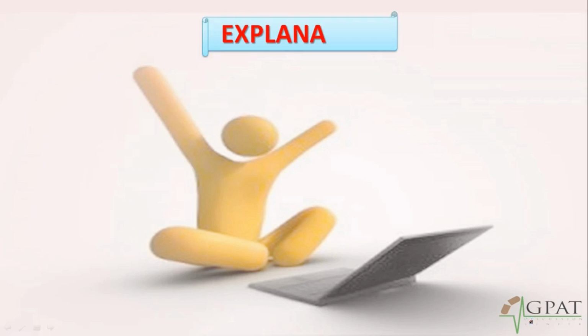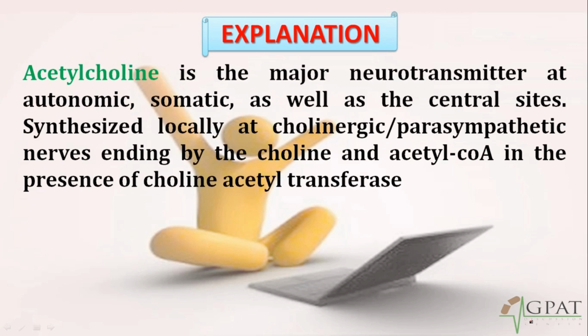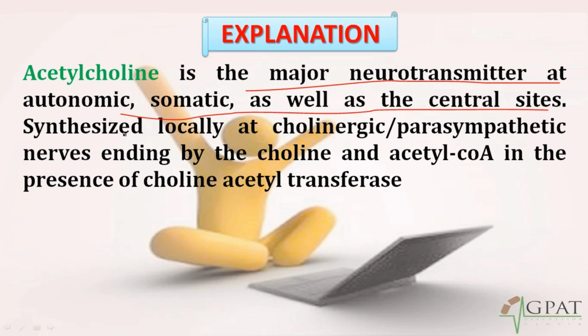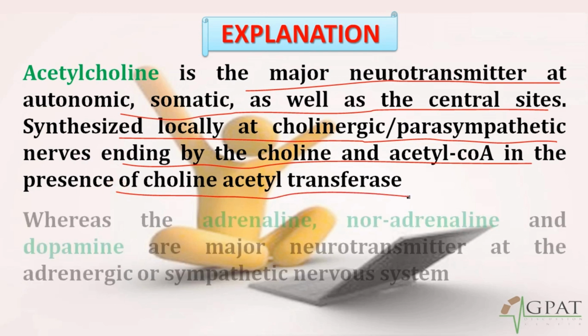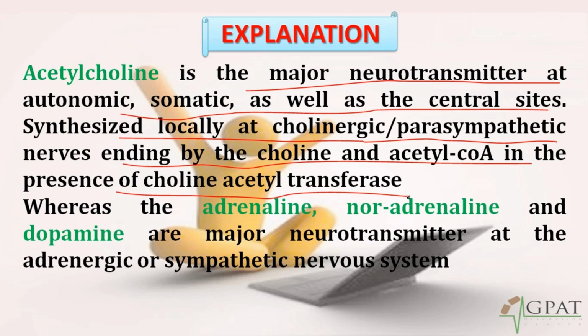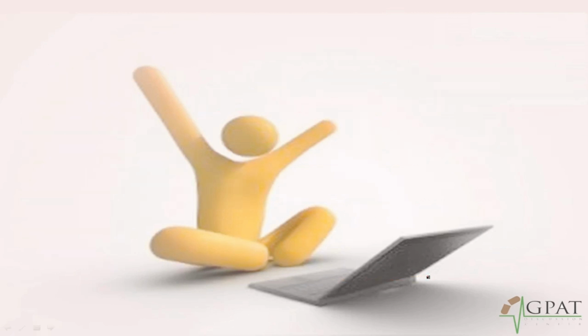You can see the different neurotransmitters of sympathetic and parasympathetic. So acetylcholine is the major neurotransmitter at autonomic, somatic as well as the central sites, synthesized locally at cholinergic parasympathetic nerve endings from choline and acetyl-CoA in the presence of choline acetyltransferase, whereas adrenaline, noradrenaline and dopamine are major neurotransmitters at the adrenergic or sympathetic nervous system.